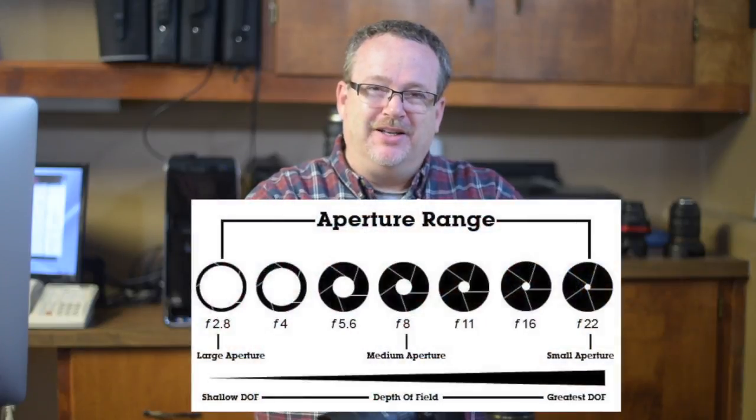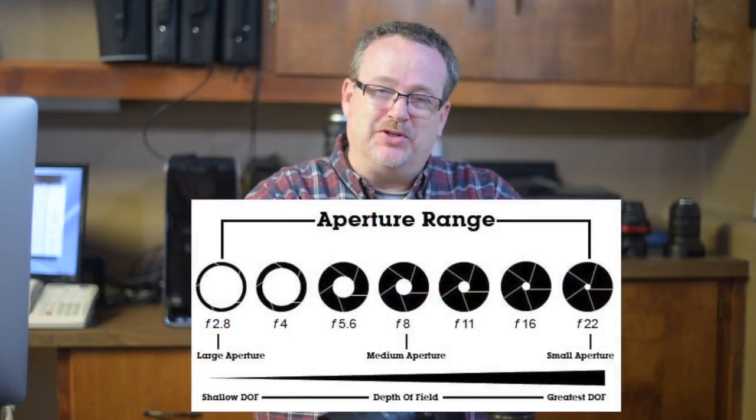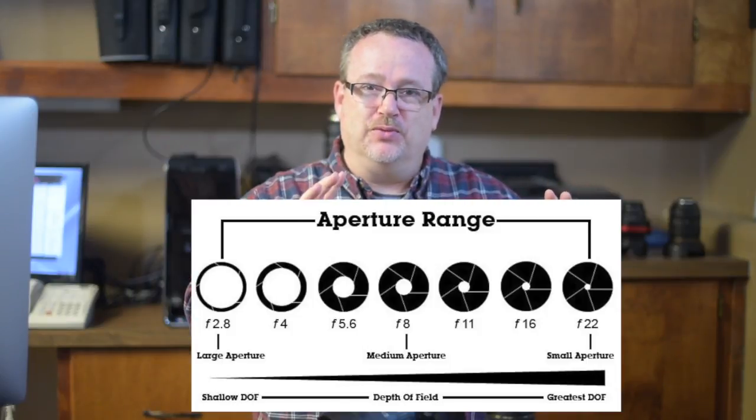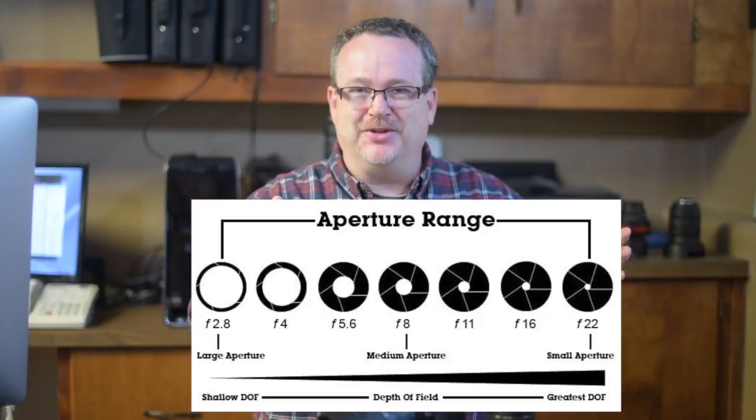And remembering that to control it, the more narrow opening is your largest f-stop number, for instance f22, and the wider your opening is your smaller f-stop number, for instance f2.8. So that's aperture. And we also talked about in the next video shutter speed.